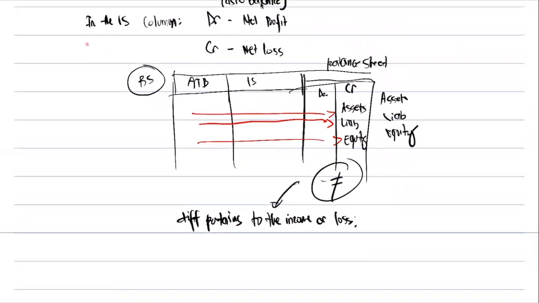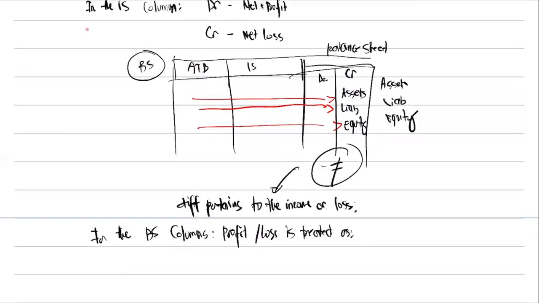Okay. So in the balance sheet columns, profit or loss is treated this way. If there is a profit, place it on the credit column. If there is a loss, place it on the debit column. So in short, from the income statement, we also forward to your balance sheet, okay?